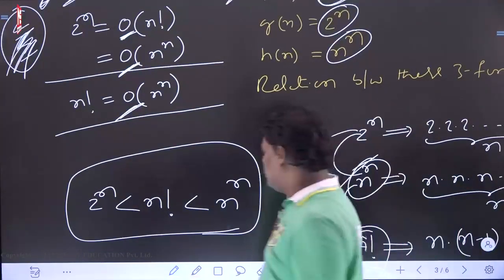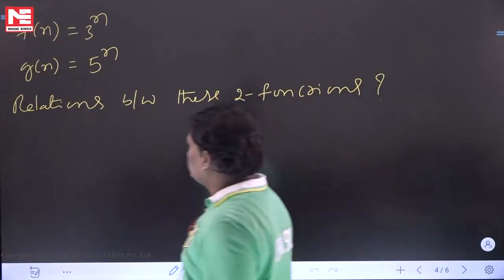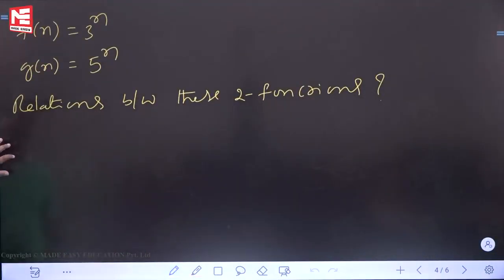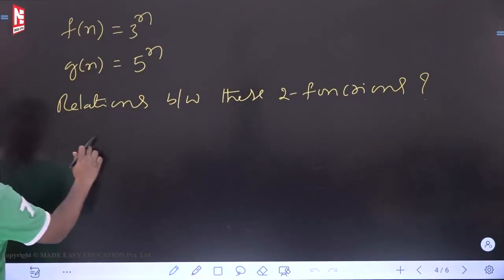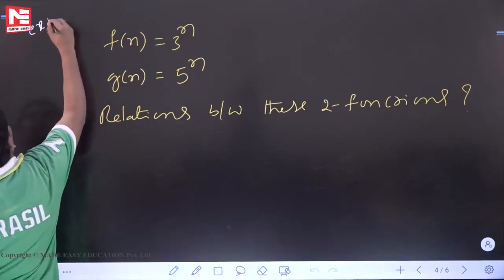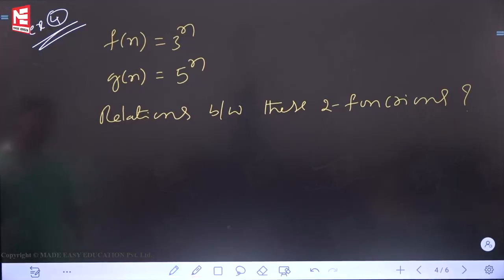Now let's go to one more problem. See this also. This is one more problem. Example 4. F of n is equal to 3 power n, G of n is equal to 5 power n. What is the relation between these two functions?